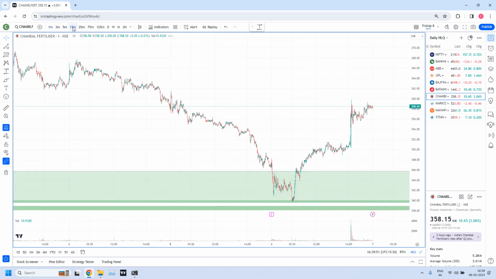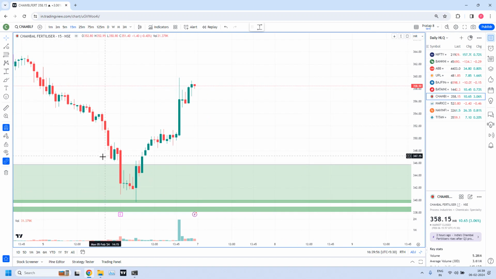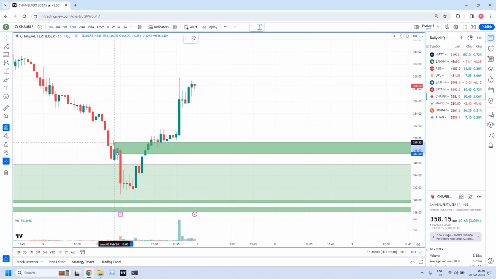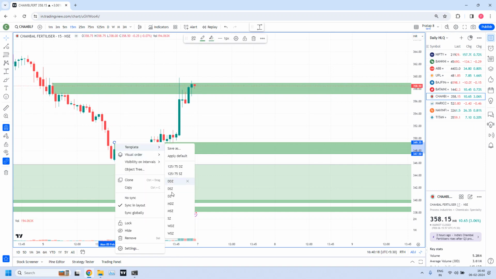Now let me go to the 15 minutes. This is the 15 minutes target, the first target. It reached the target, after that violated the target, and then after that further went up. That means probably up to this 15 minutes level it reached. This is also violated. This is supply zones, right?